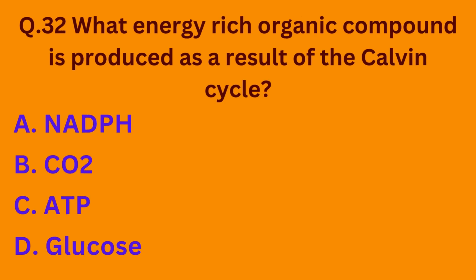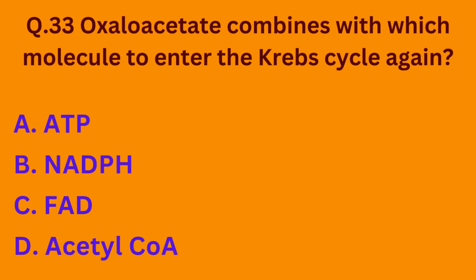Coming to next question. What energy rich organic compound is produced as a result of the Calvin cycle? Option A NADPH, option B carbon dioxide, option C ATP, option D glucose. So the Calvin cycle produces glucose. So the correct option is option D. Coming to next question.